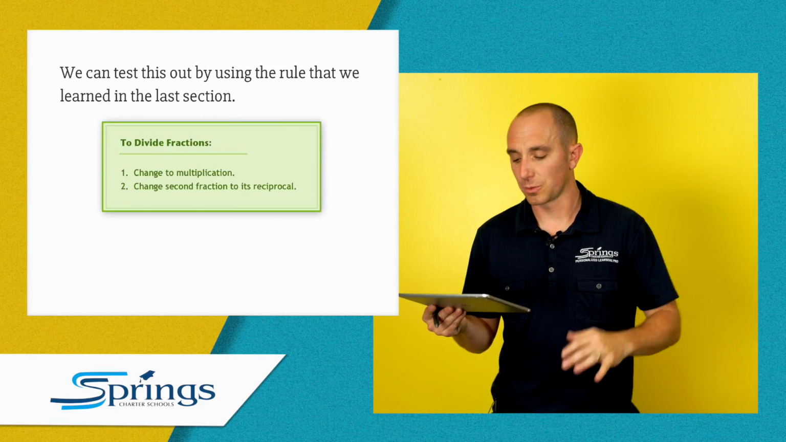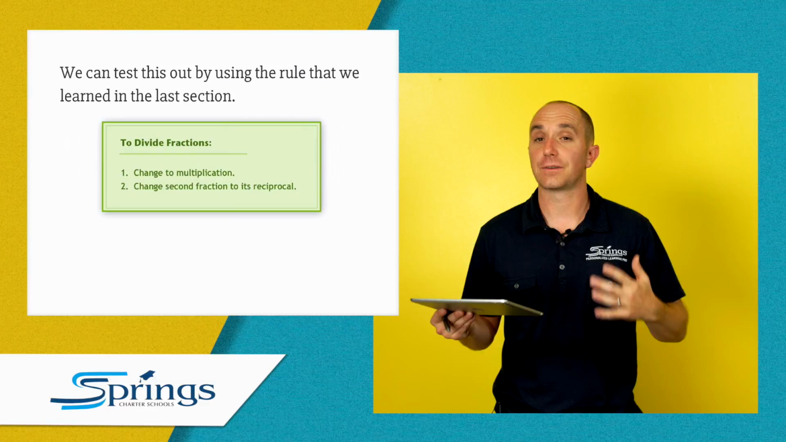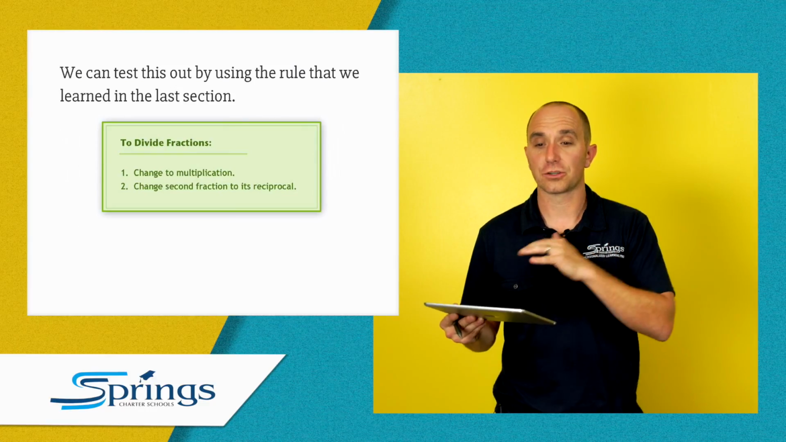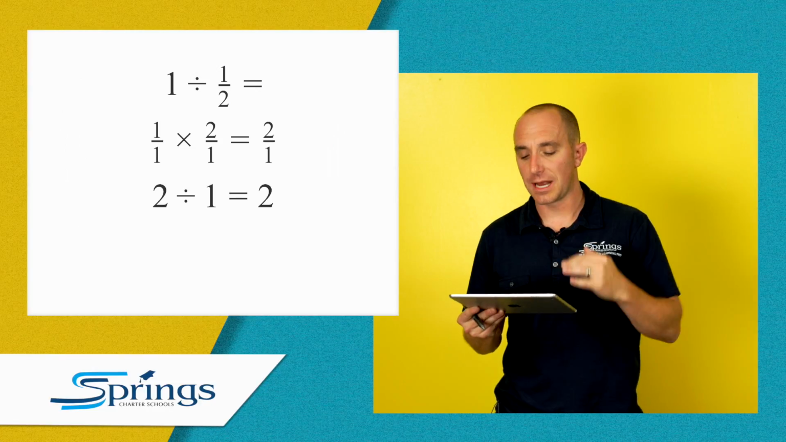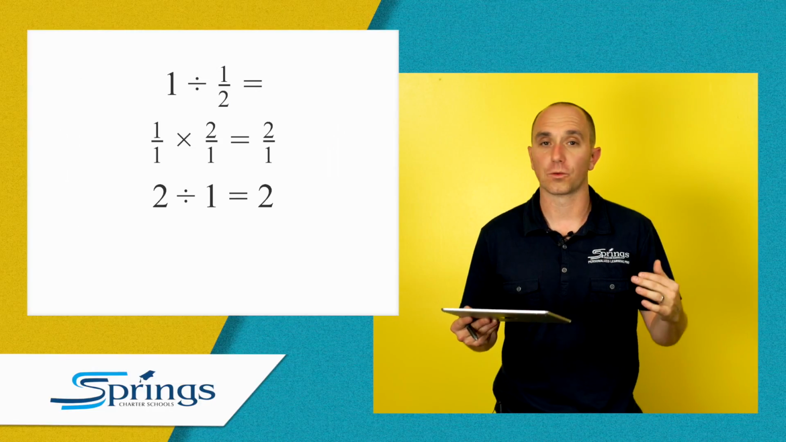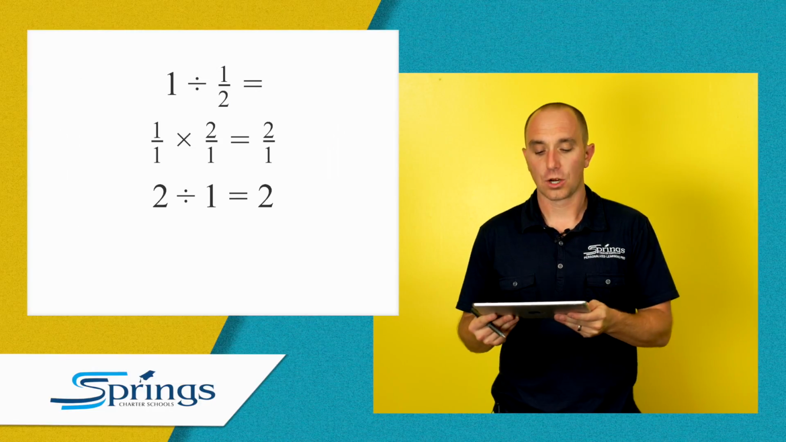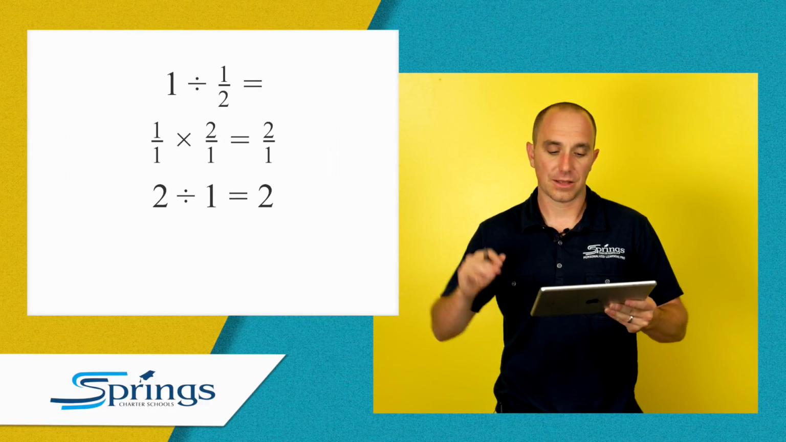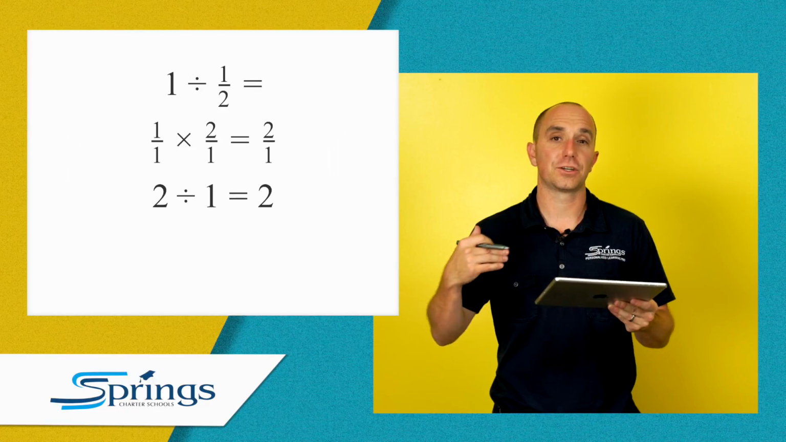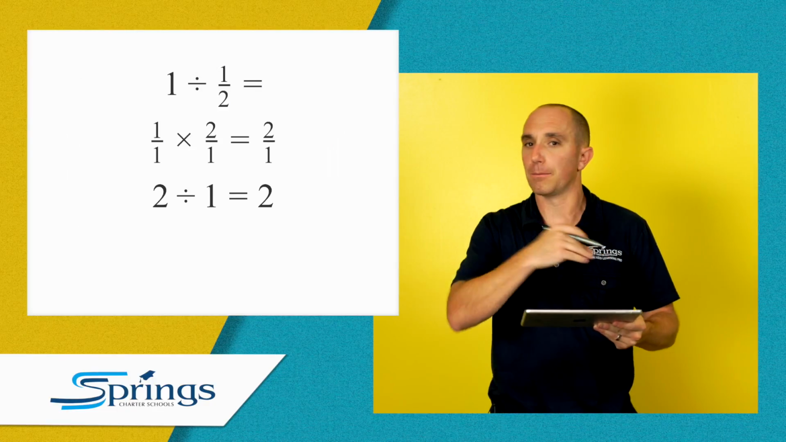We're going to change to multiplication, and then we're going to change the second fraction to its reciprocal. Keep, change, flip. Now, we're going to keep 1, and we're looking at dividing by 1/2. So we're going to keep 1, and we're going to put it over 1 to make it an easy fraction for us. We're going to change the division sign to a multiplication sign, and you can see that there. And then we're going to flip that fraction. So 1/2 is going to turn into 2 over 1. Then we're just going to multiply across.